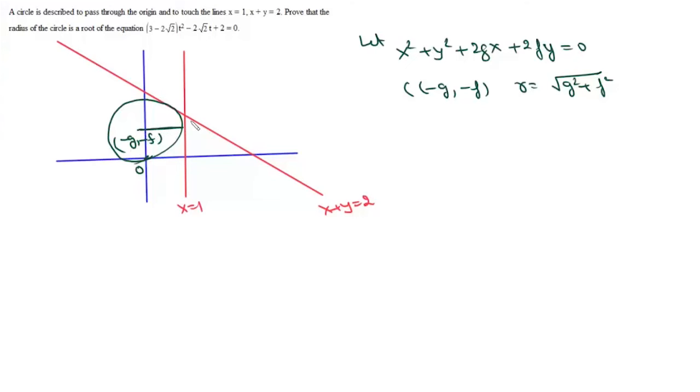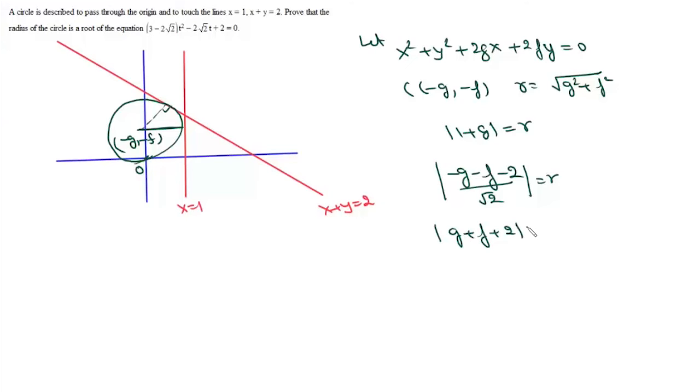And if we look at this, the distance will be mod of 1 plus g, and it will be equal to r, and the perpendicular distance to this line also will be equal to r. So the perpendicular distance to this other line will be mod of minus g minus f minus 2 upon root 2. It is equal to r, or mod of g plus f plus 2 is equal to root 2 r.